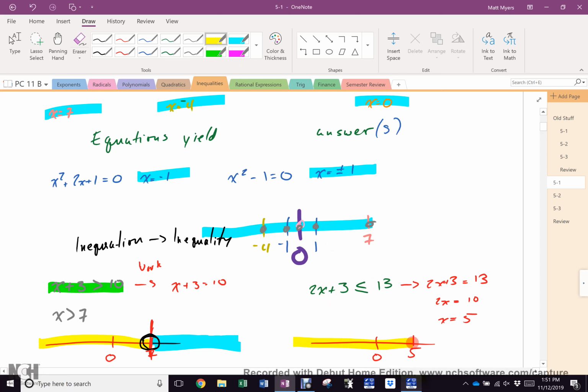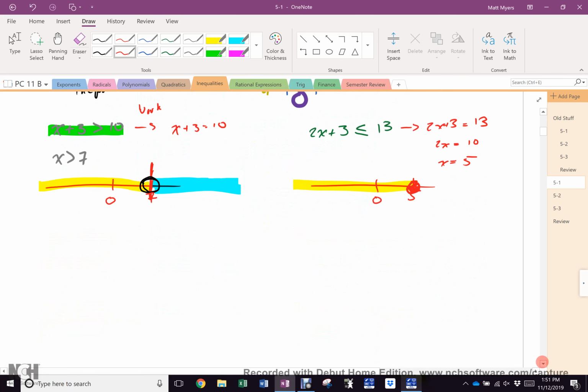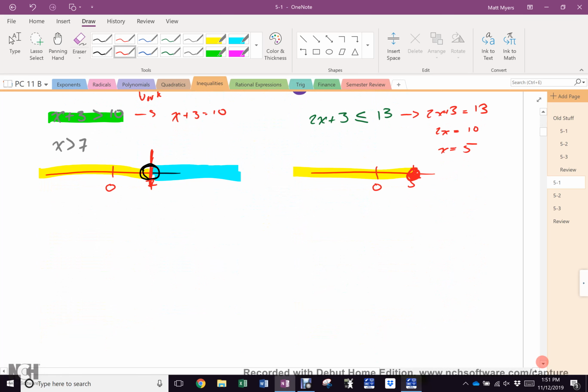Do I circle or not? Well, I circle. Do I color it in or not? Yes. I color it in. Why? Because it can hit 5. Everybody should be remembering this now, yes?